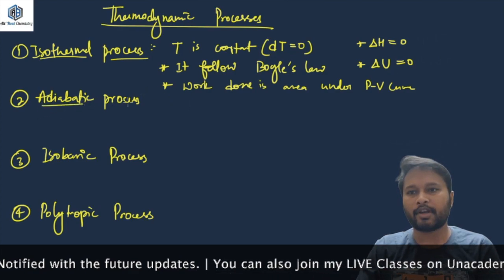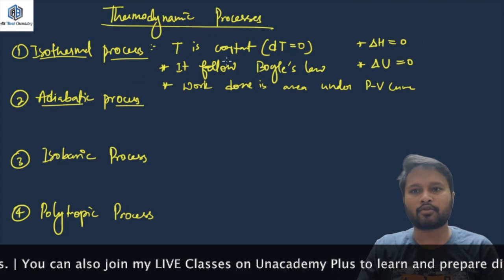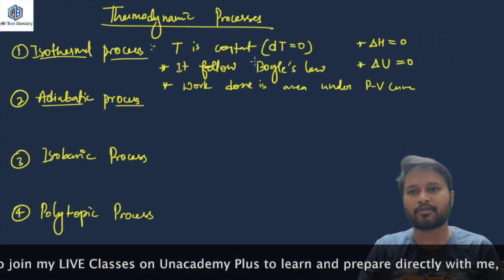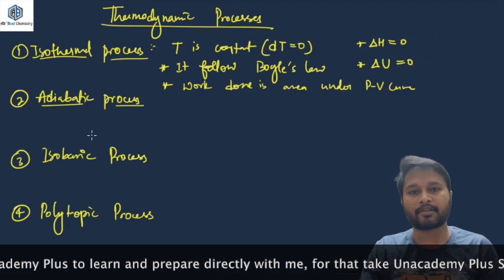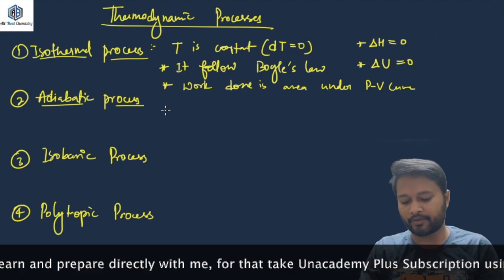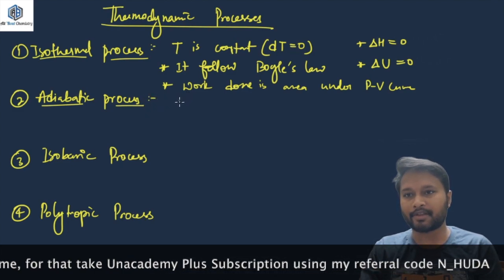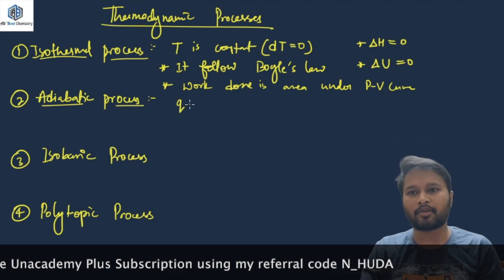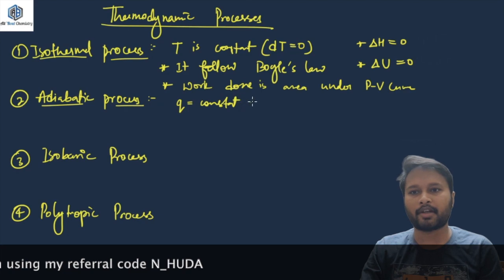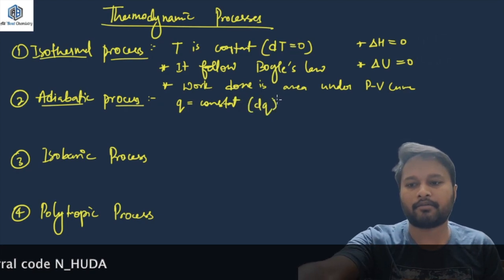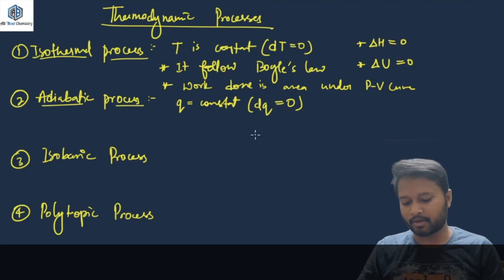Now let's talk about the adiabatic process. In the isothermal process, there was no change in temperature, or the temperature change was zero. In the adiabatic process, there is no exchange of heat between the system and the surroundings. So in this type of process, the heat given to the system, or Q, is constant, or mathematically we will say that dq will be equal to 0. So that's what happens in your adiabatic process.